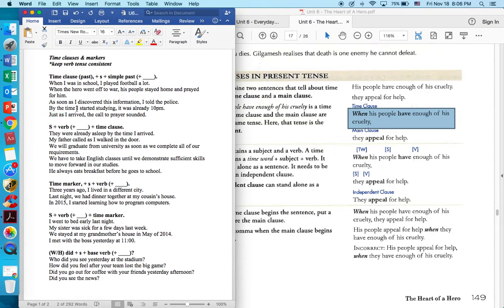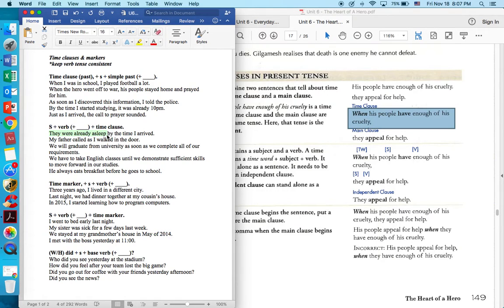So make yourself familiar with some of these time words here, not only when, but there are other ways to indicate time, and we'll look at a couple more down here. The other way to write a two-clause sentence is to make the main clause or the independent clause first, and then follow it by the dependent clause, which is the time clause in this example. So we need a subject and a verb at least, usually an object. They were already asleep. There's our first clause.